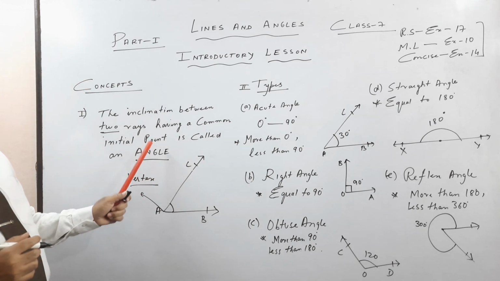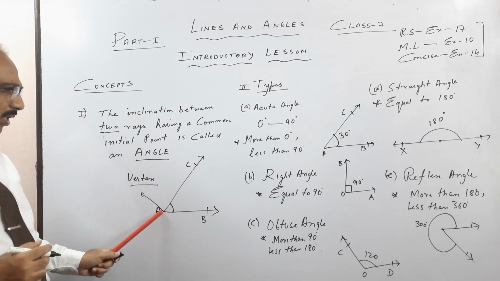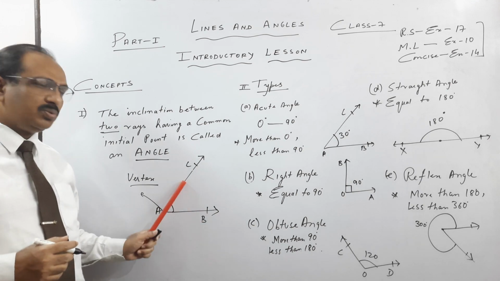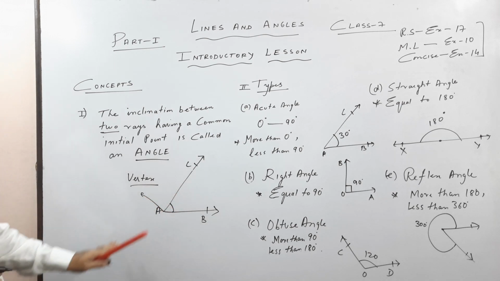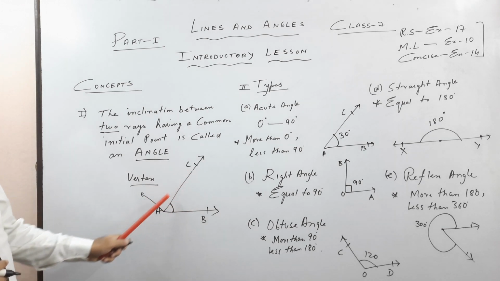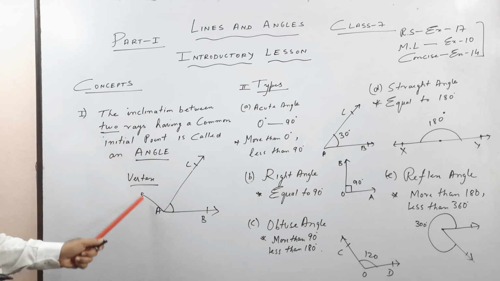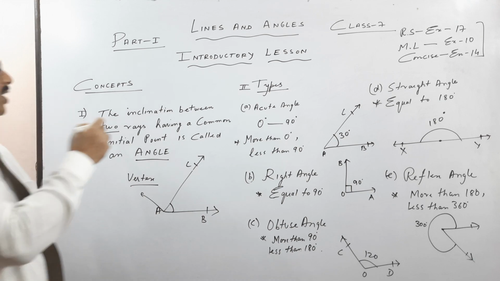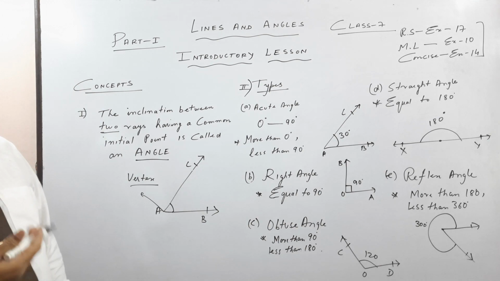Okay, so the inclination between two rays having a common initial point means the space between these two rays, children, is the angle. The space between two rays is called an angle, and that common initial point is called the vertex, which is A in this case. Next we are going to see various types of angles, many more we will see.